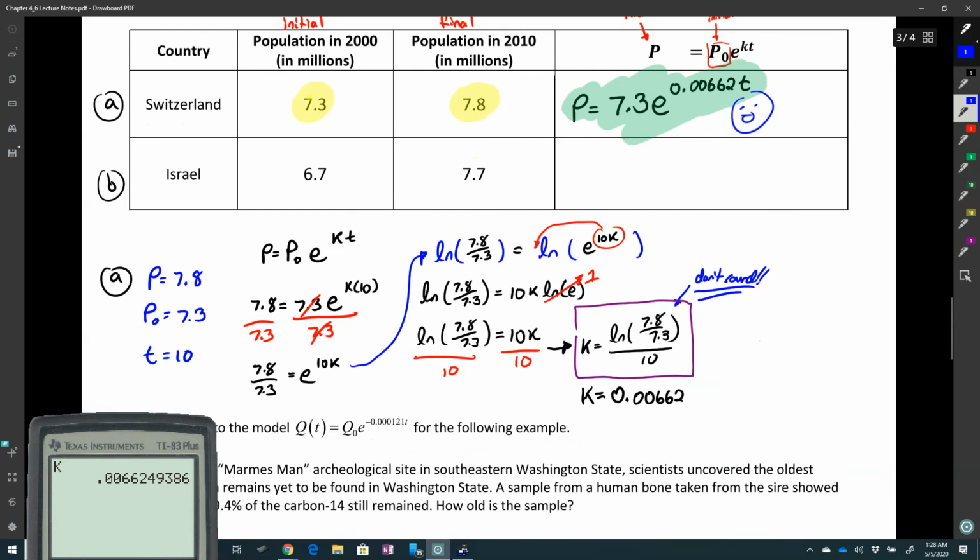On the homework, I think they want you to put it exact. So they would want you to write P equals 7.3 e to the, and then it seems kind of silly, but I guess they just don't want rounding errors. So ln of 7.8 over 7.3, divided by 10, times t. Seems kind of silly writing it like that, but on the homework, on the lab, I think that's what they want.